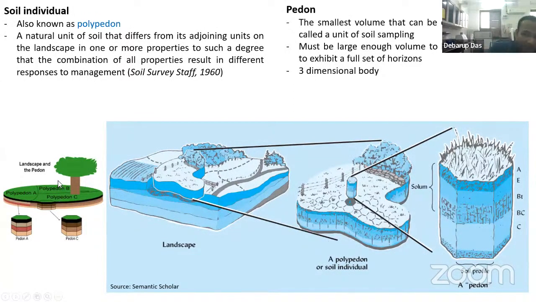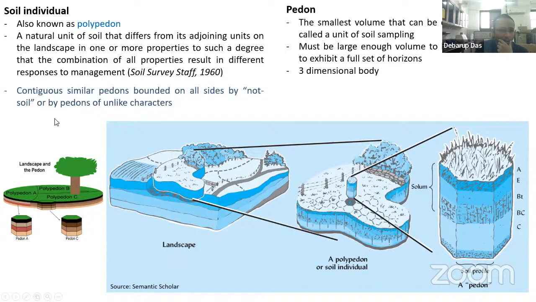This is the problem in actual field while doing this soil individual. Conceptually, it looks good. So, soil individual, once you have defined this pedon, you can define the soil individual as contiguous similar pedons bounded on all sides by not soil or by pedons of unlike characters. Contiguous means touching each other, the pedons touching each other. So here the pedons touching each other, contiguous and similar. They are similar, more or less similar, similar in terms of that they respond similarly to a particular set of management types.